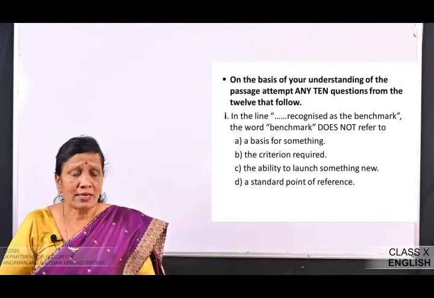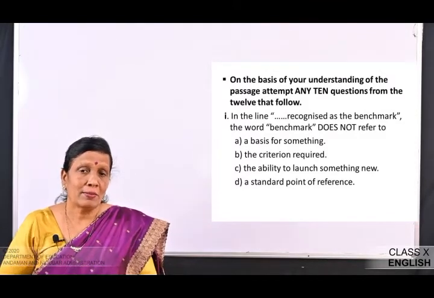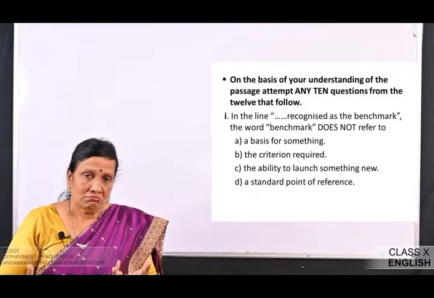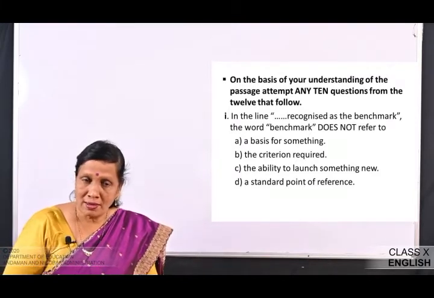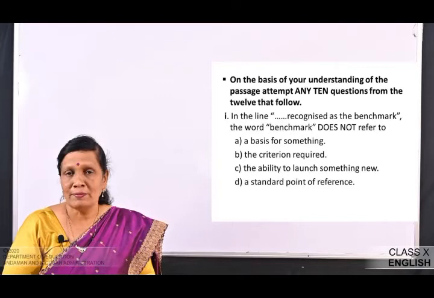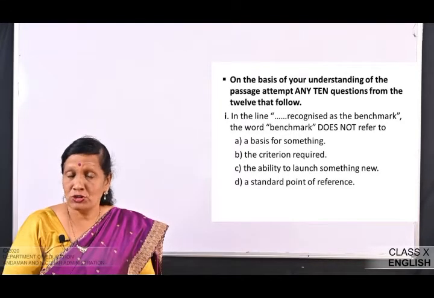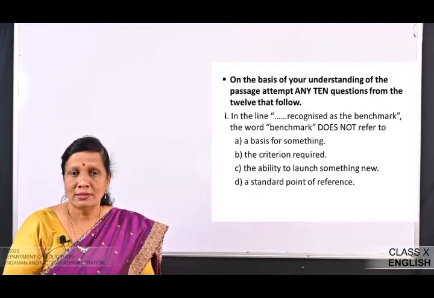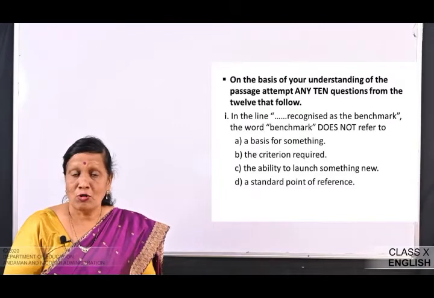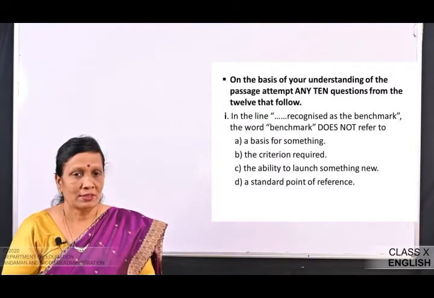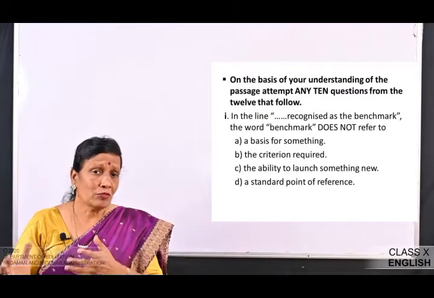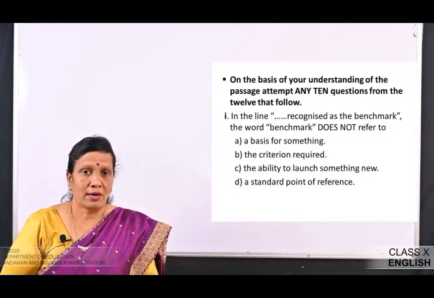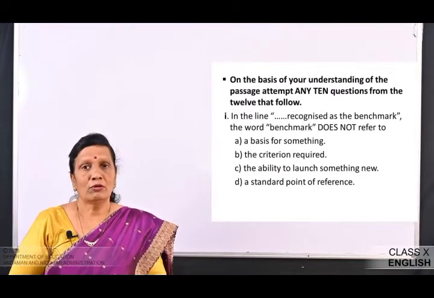So, for example, his paintings set a benchmark for quality. Okay. So, you have now understood the meaning of benchmark. So, now you have to find from the options which option does not refer to benchmark. A basis for something, the criterion required, a standard point of reference. Now, option C is the right option, the ability to launch something new. So, this is not related to the meaning of benchmark. So, option C would be the right option.